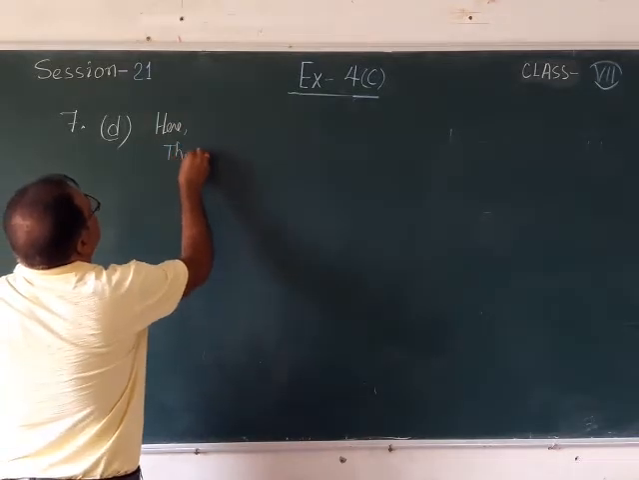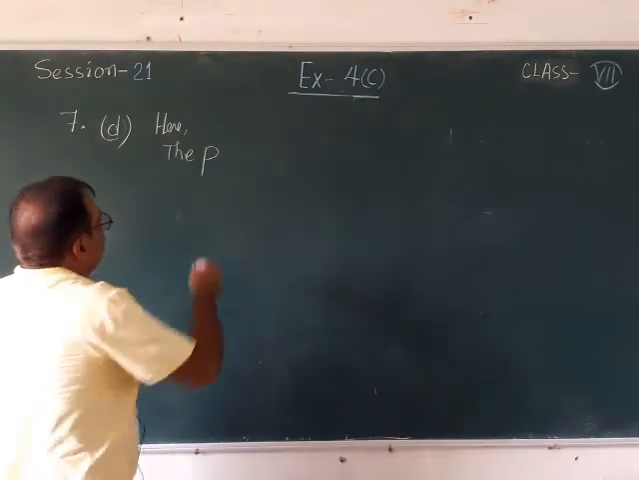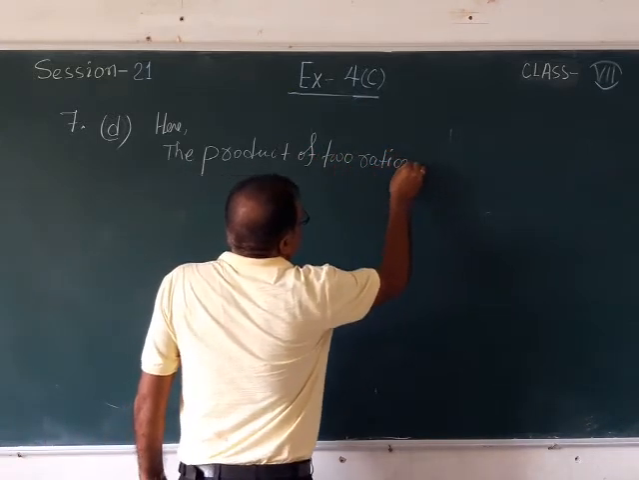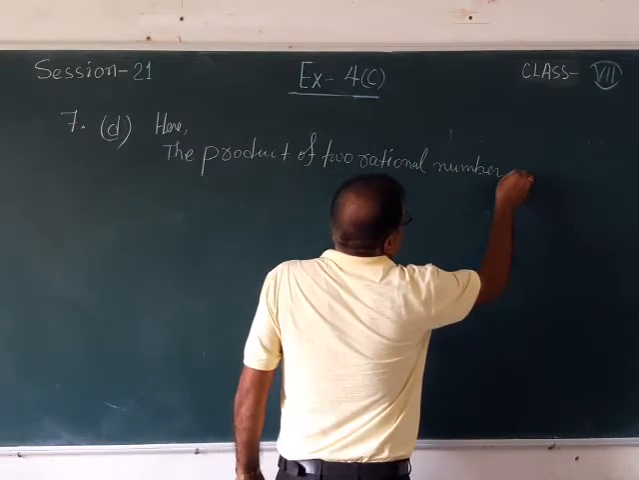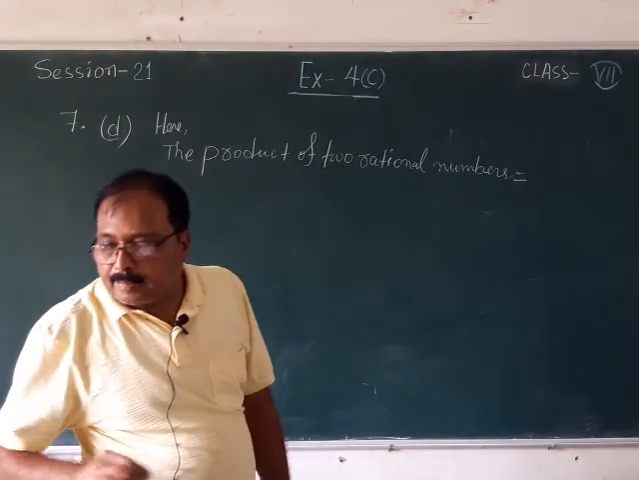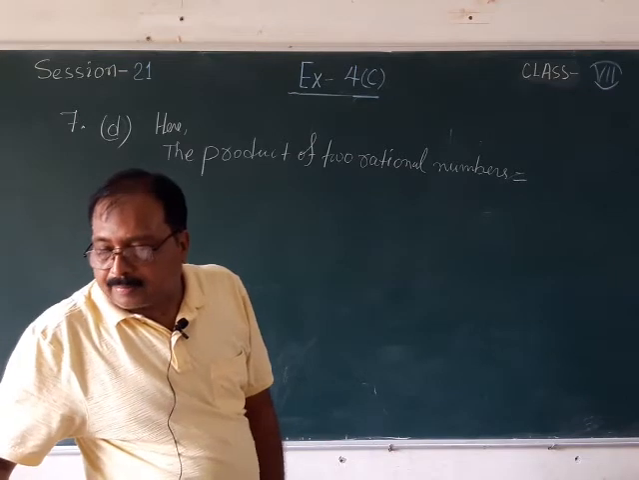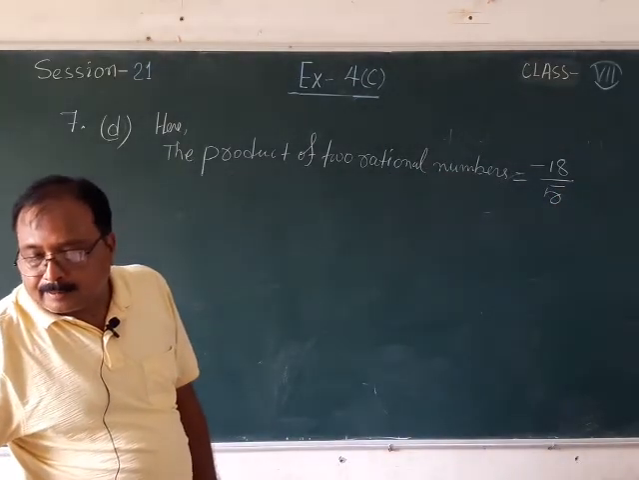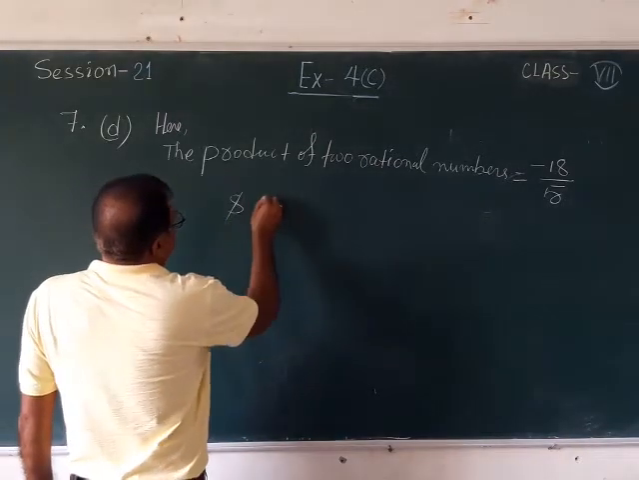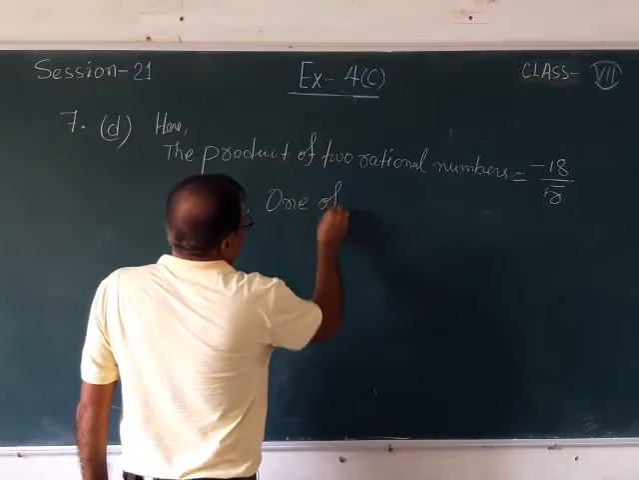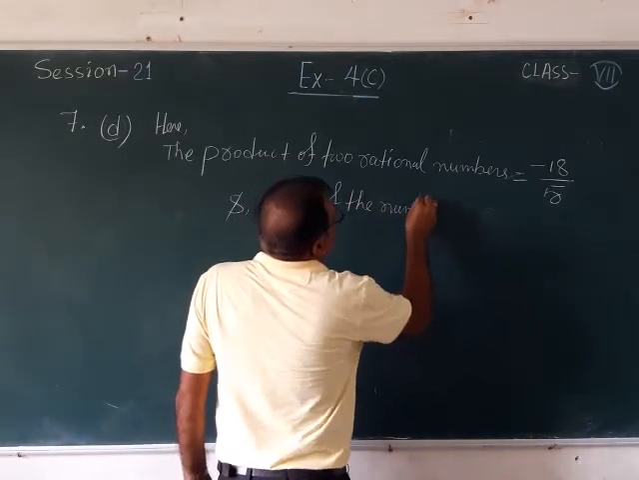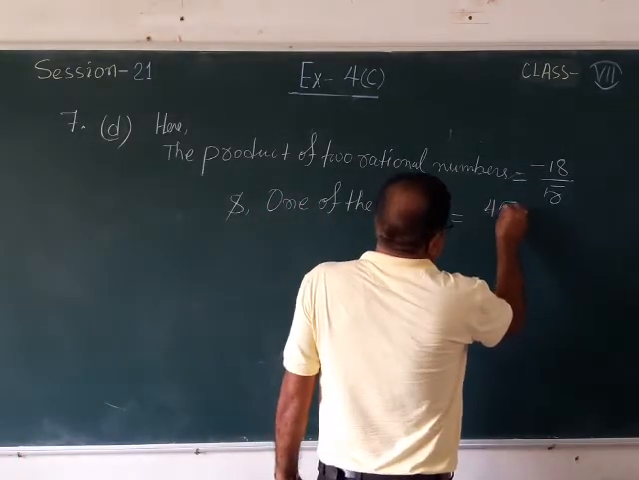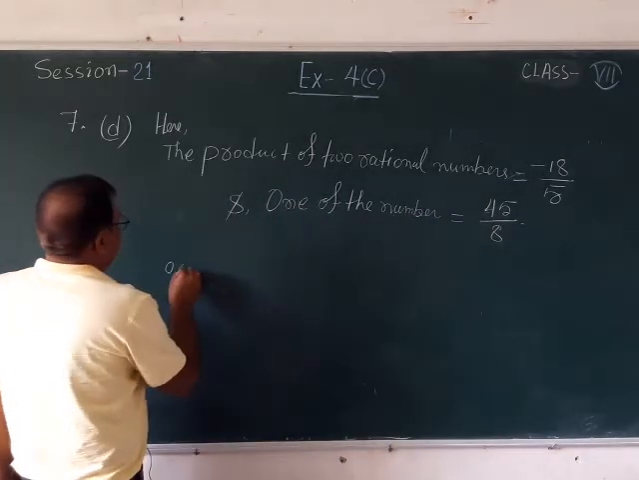The product of two rational numbers is given. The product of two rational numbers is equal to minus 18 upon 5, and one of the numbers is given, 45 upon 8. Therefore, the other number, you are searching for the other number.